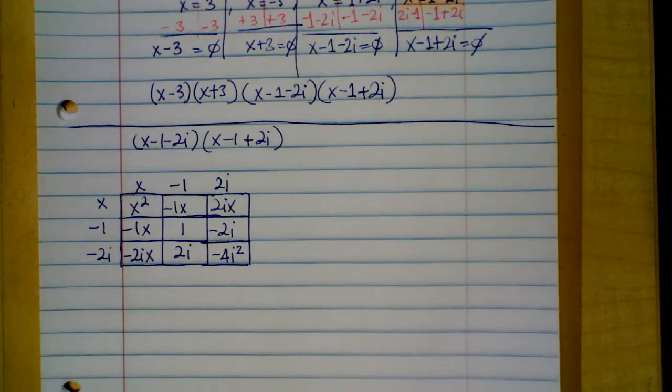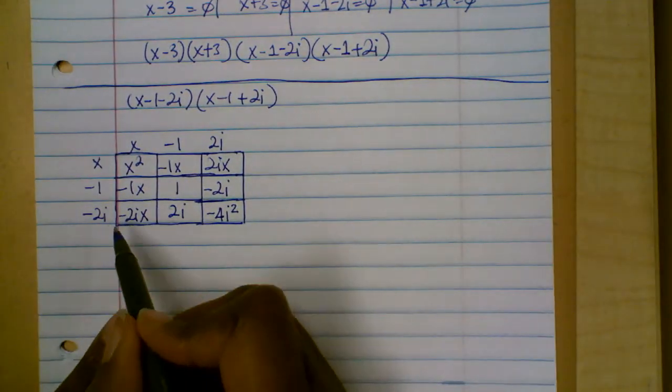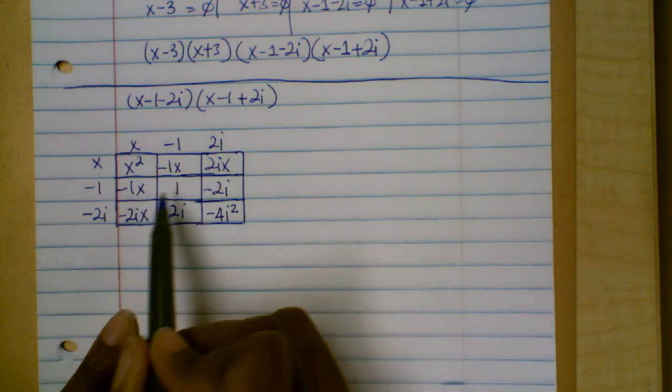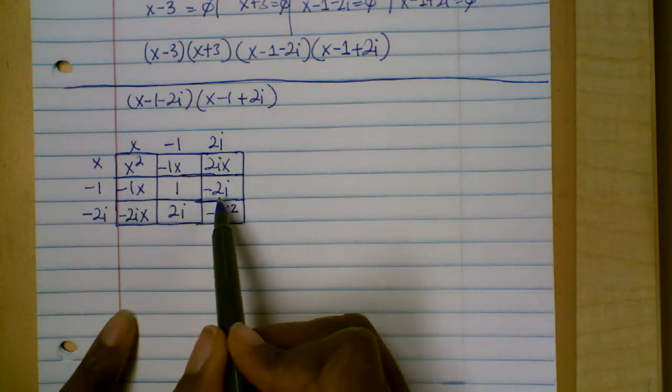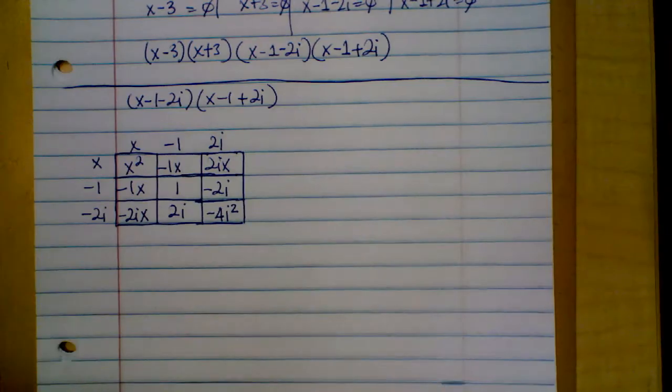Okay, let me move it up. So let's continue multiplying. Okay, we are done multiplying. Did I do it correctly? Let me check my work. Always double check your work. Okay, everything is fine. Let's continue.